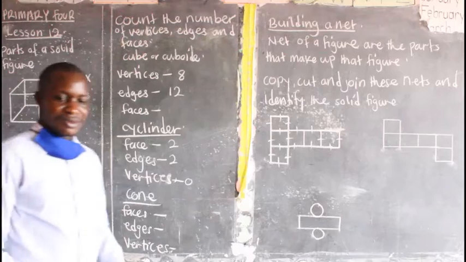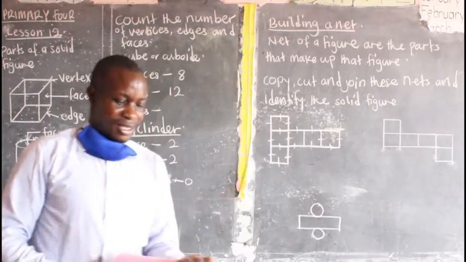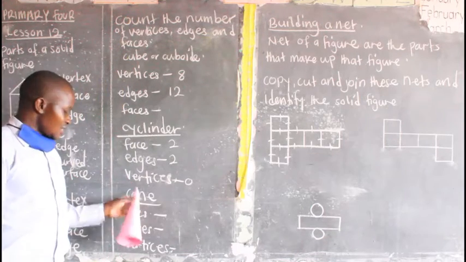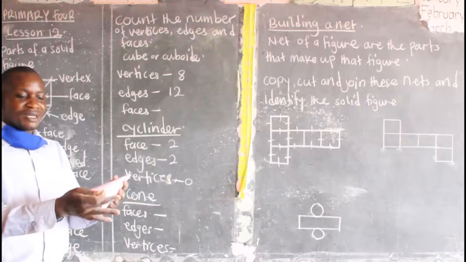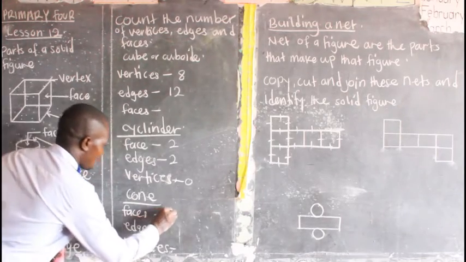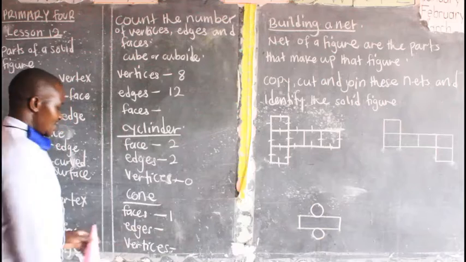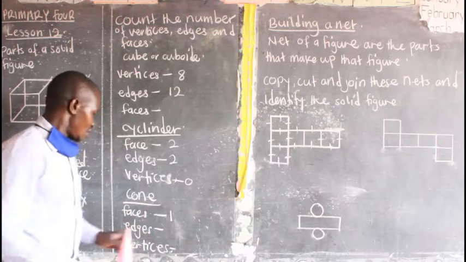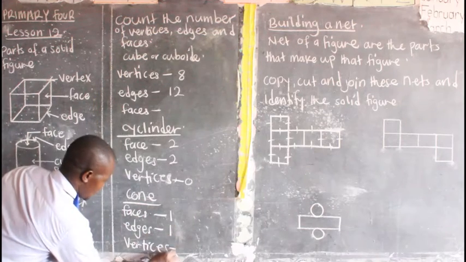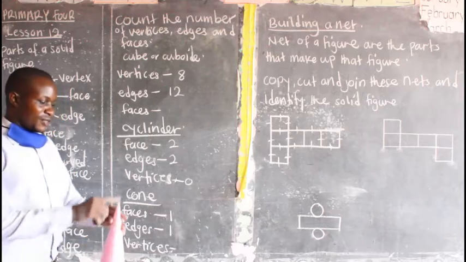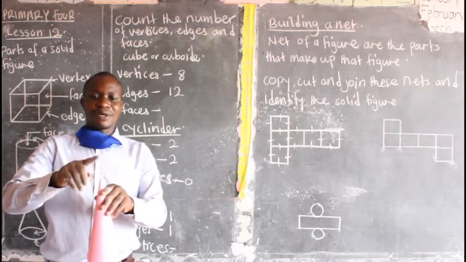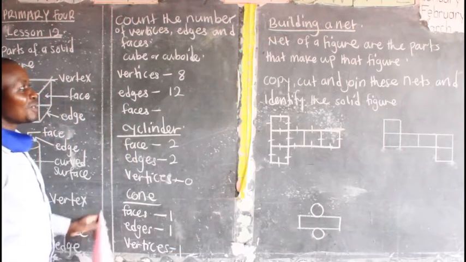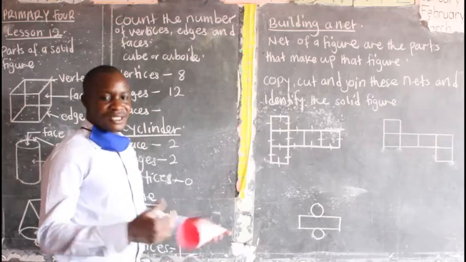Then a cone. When we make our cone like this one, faces we shall have only one. This part here, it is only one face. Edges, it is also one here. This is one edge. And the vertices, it has only one, this top one. So this one has 1, 1, 1. Then that one takes us to part C.